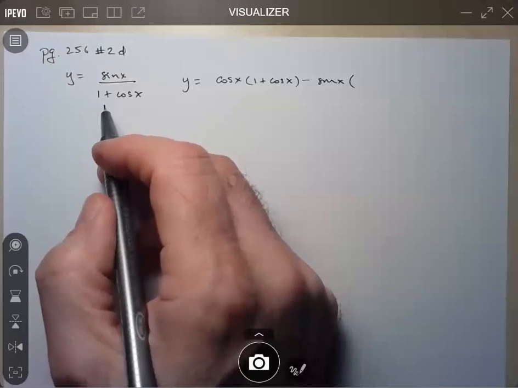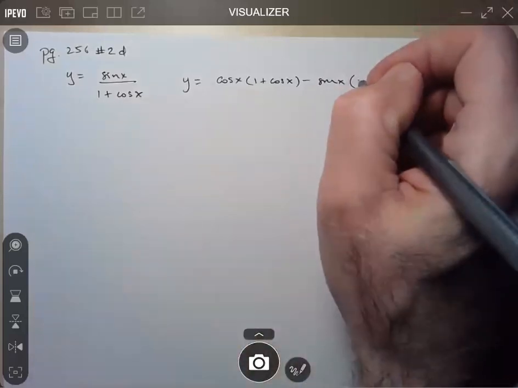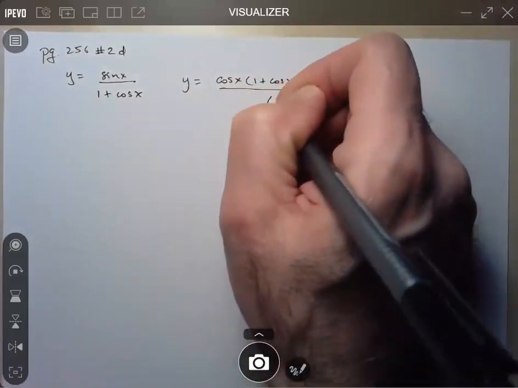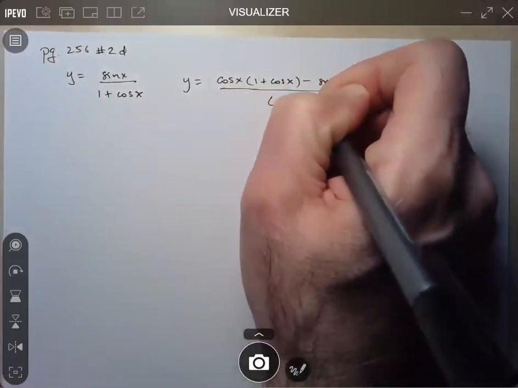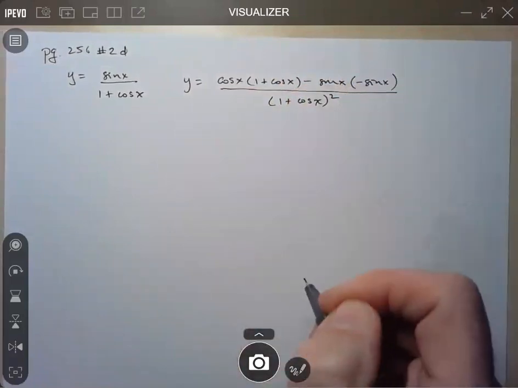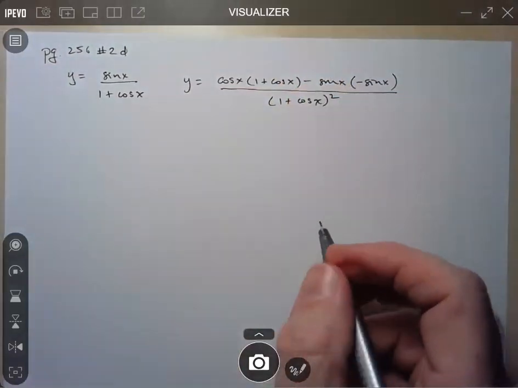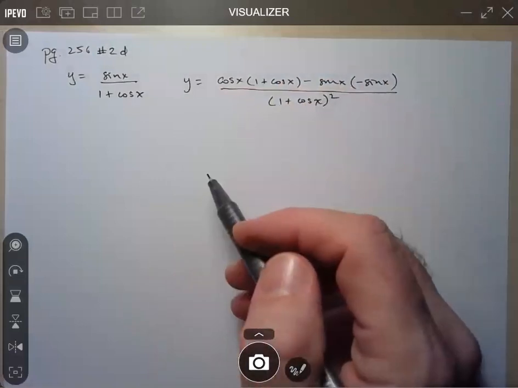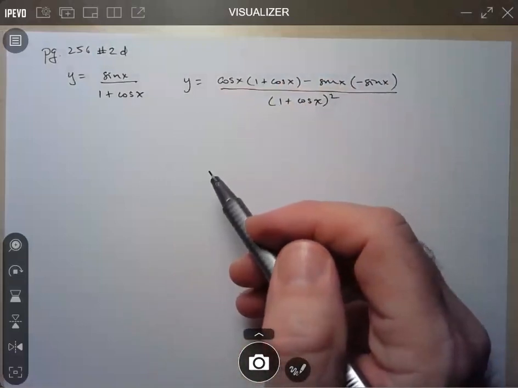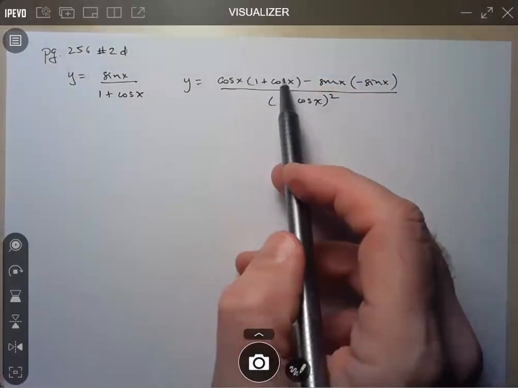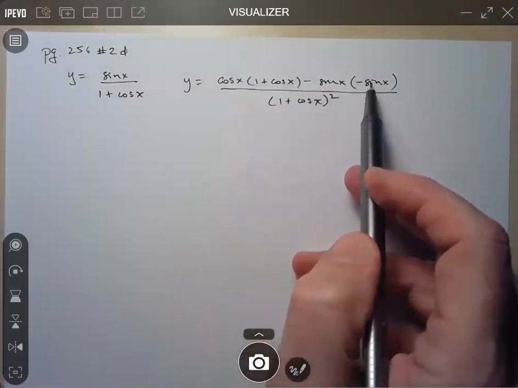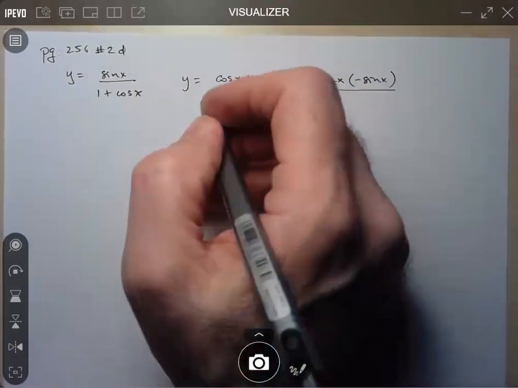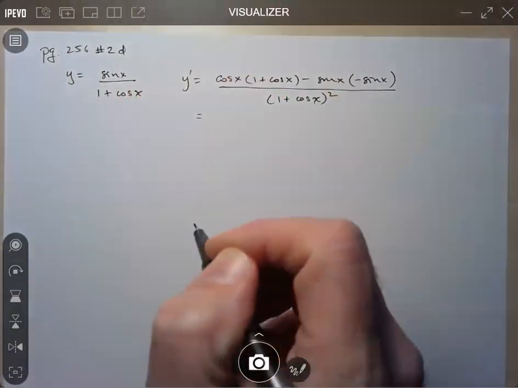Derivative of 1 is 0, and so derivative of cos x is negative sine x. And of course, all of that over 1 plus cos x squared. If I'm asking you to just take the derivative, not simplify, you can leave it as is. But here, it looks like we might have some nice simplifying, because right away I see a cos squared, and then that's going to give me a plus sine squared.